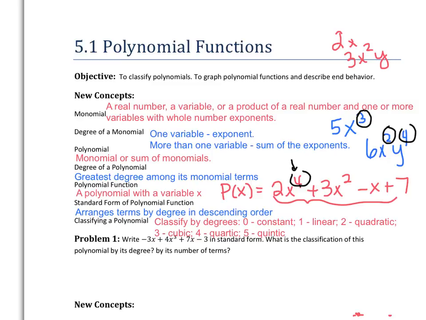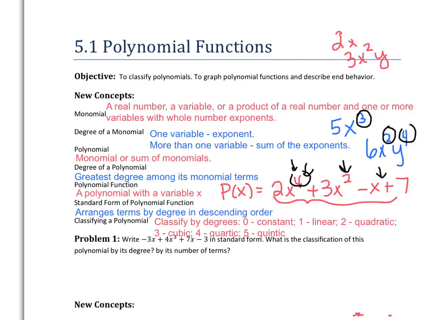Let's talk about the standard form of a polynomial function. P of x, which stands for the polynomial function, is equal to a polynomial that arranges terms by degree in descending order. Basically, when you're writing them, look at the exponent on your variable. Here I go from an x to the fourth term to an x squared term to an x to the first, and then my constants. You want to make sure your exponents go down in descending order.